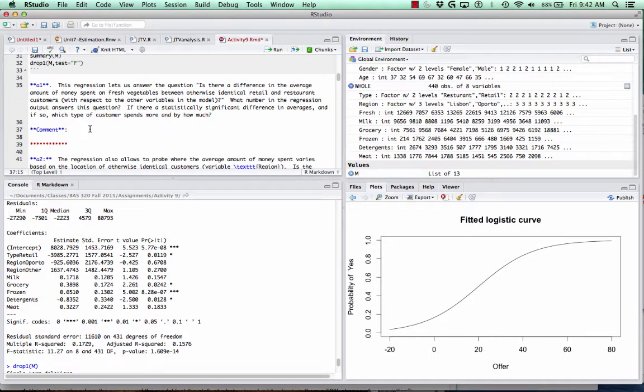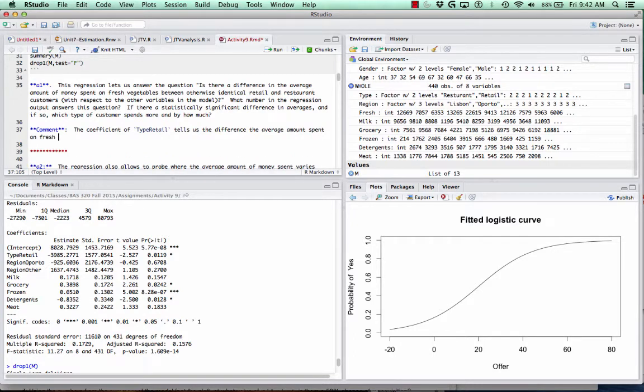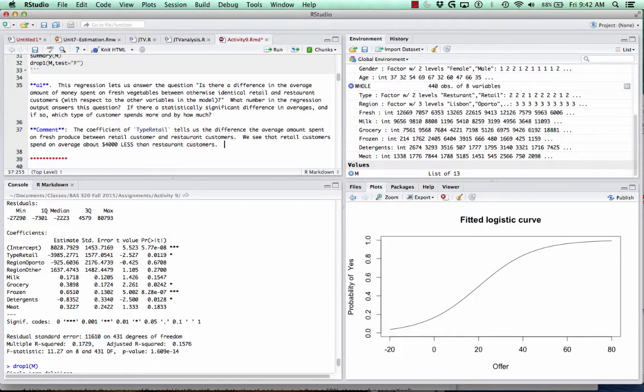And it looks like this difference in averages is statistically significant since the p-value is less than 5%. So the coefficient of type retail tells us the difference in the average amount spent on fresh produce between retail customers and restaurant customers. We see that retail customers spend on average about $4,000 less than restaurant customers, and the difference in spending amounts is statistically significant because the p-value of the indicator variable is less than 5%.